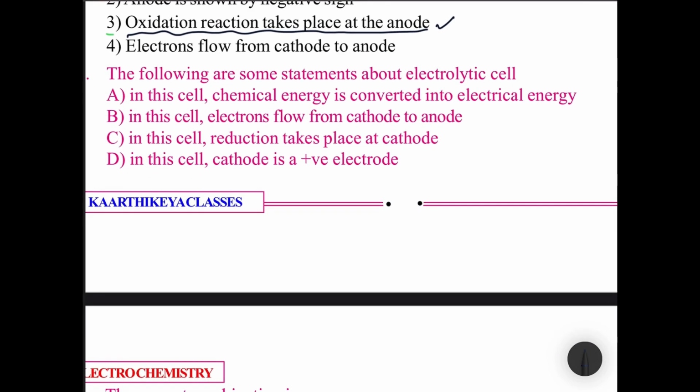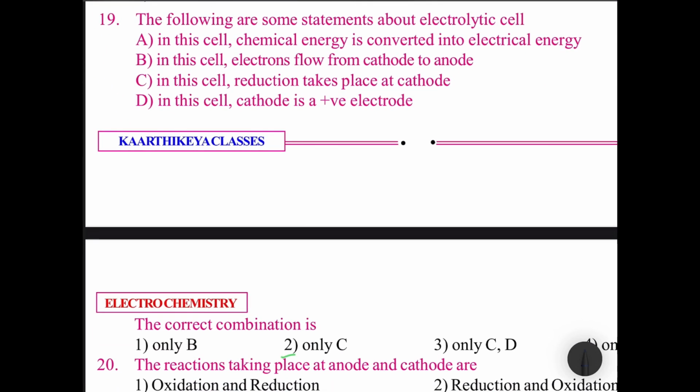Remaining wrong. अगर आपको टाइम है तो पास मार के देख लो यार. Pause and check. The following are some statements about electrolytic cell. So here the answer given, the correct combination is only C. So check करते. Reduction takes place at cathode is right. Cathode is negative electrode. Electrons flow from anode to cathode, sorry. In this cell, chemical energy is converted into electrical energy. No, electrical energy is converted to chemical energy. So only C.